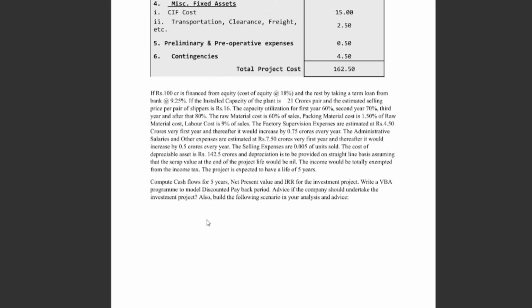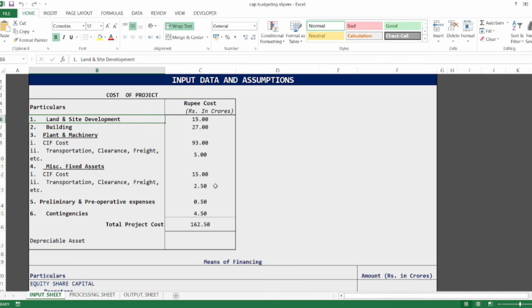So we have to compute cash flow for 5 years and the net present value and IRR for the investment project, and we also have to write a VBA coding program to model the discounted payback period. And advise if the company should undertake the investment project, also building the scenario analysis in your analysis and advice. This we will do in the next video. We will be solving the input, processing and output sheets first.